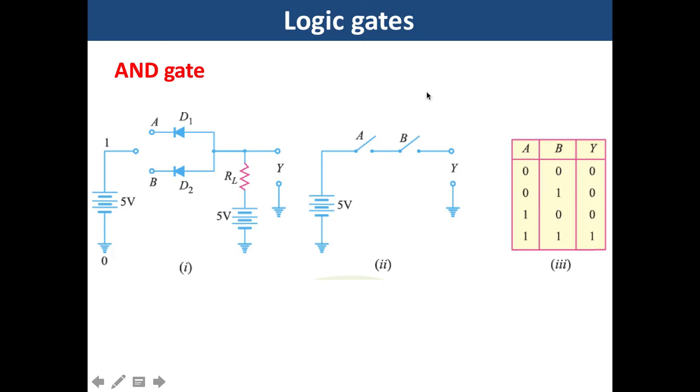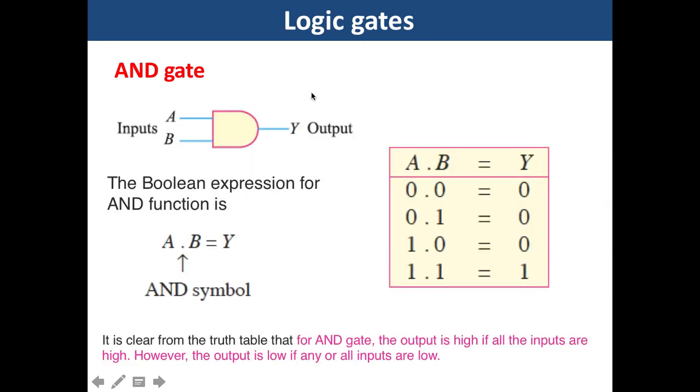So this is the AND gate, and the symbol of the AND gate is this. The Boolean expression for the AND function is A dot B is equal to Y, and the truth table: 0 dot 0 is equal to 0, 0 multiply 1 is equal to 0, 1 multiply 0 is equal to 0, 1 multiply 1 is equal to 1.